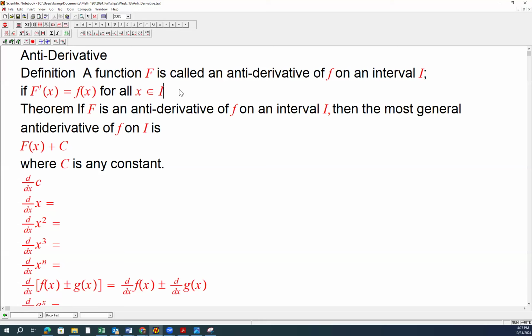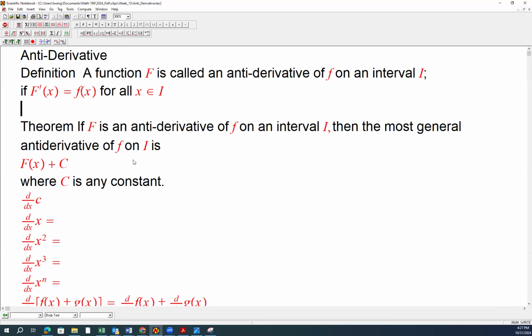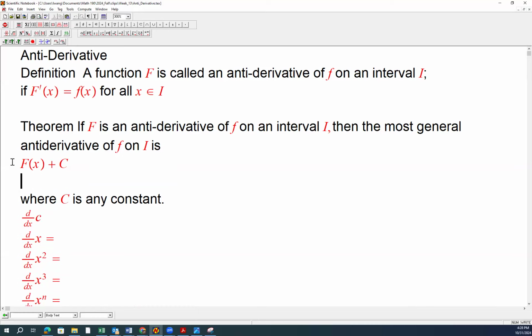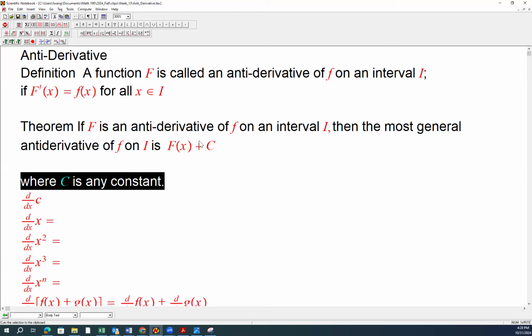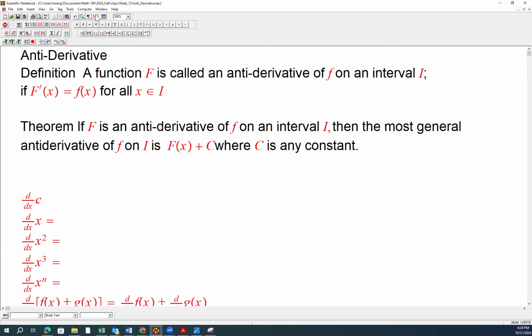Theorem. If capital F is an antiderivative of lowercase f on an interval I, then the most general antiderivative of lowercase f on I is capital F of x plus a constant C. C can be any constant. Any constant would be okay.